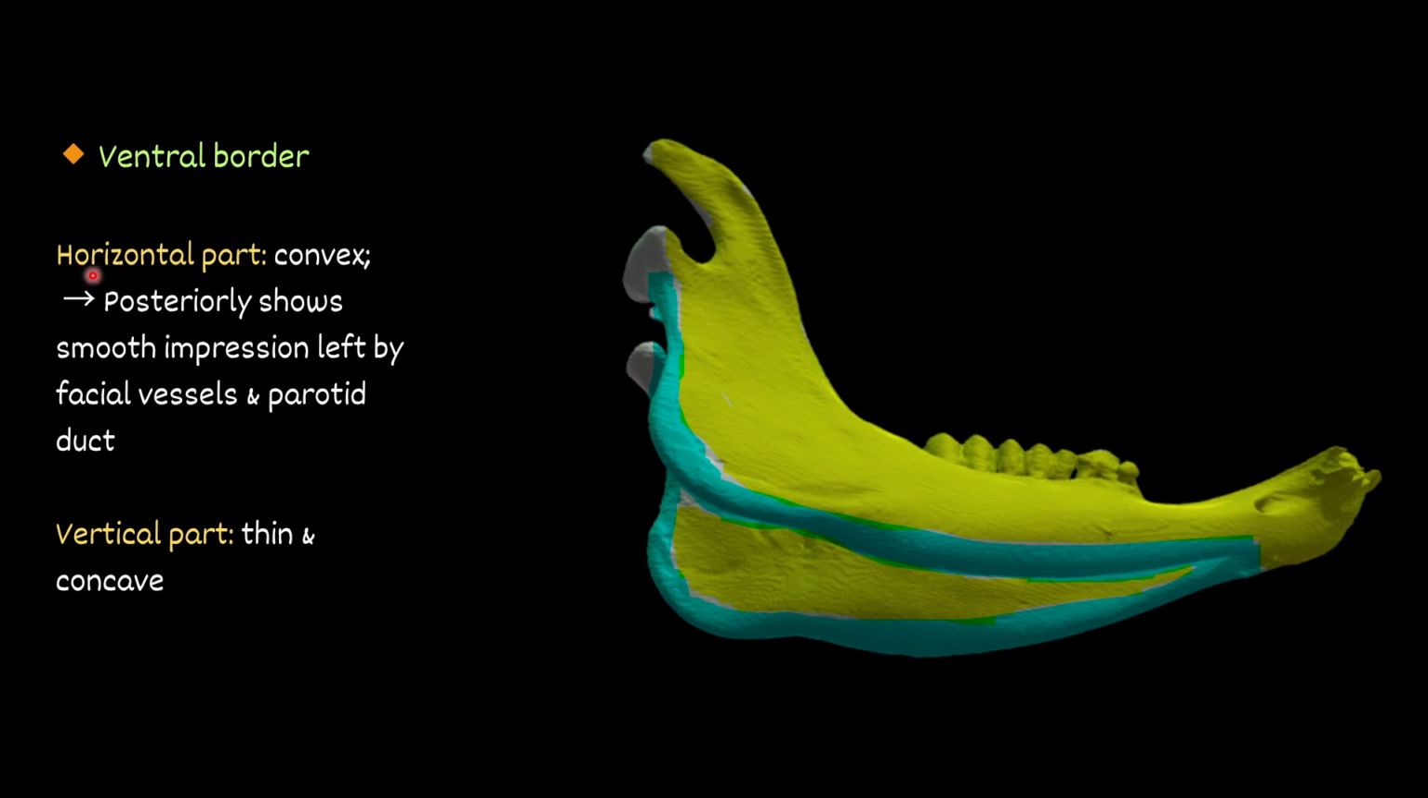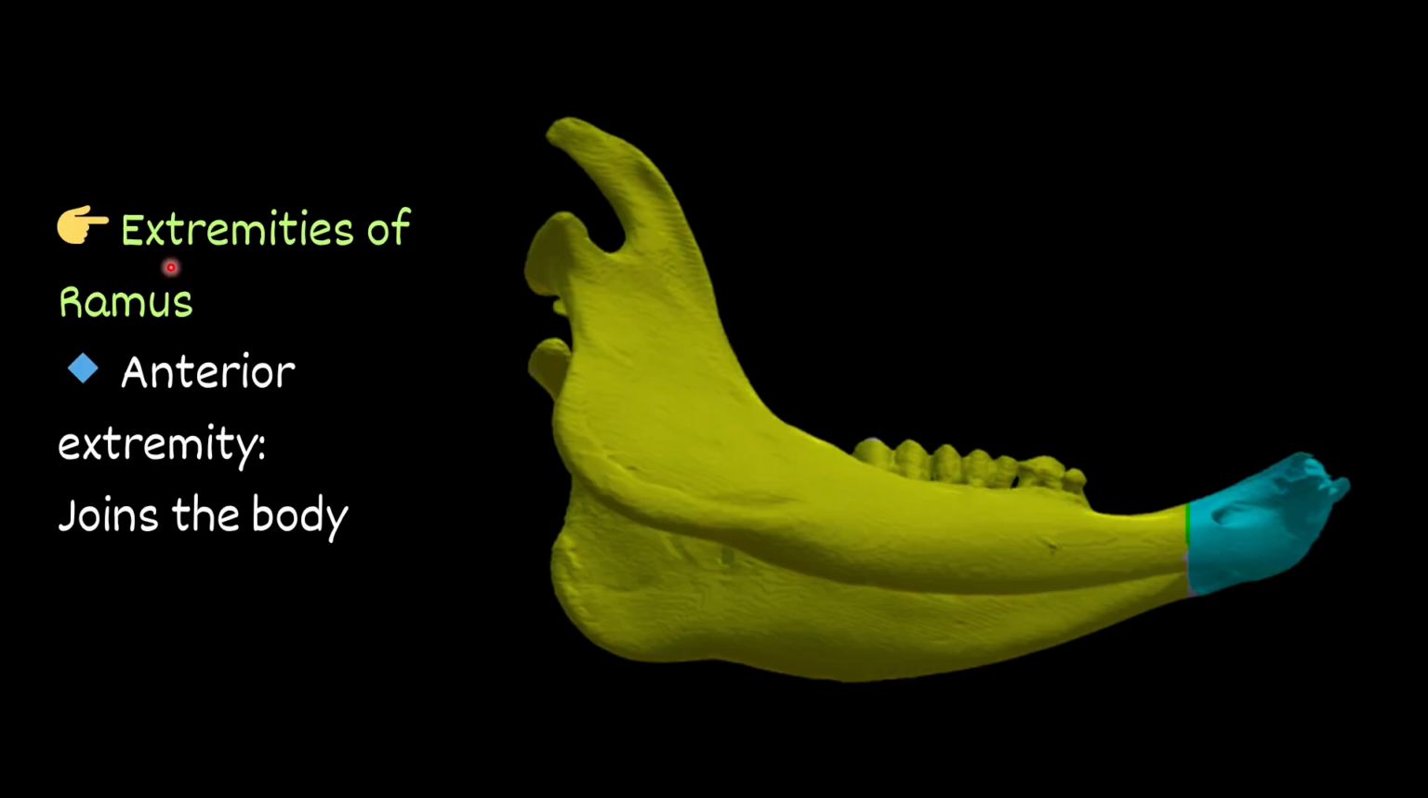Horizontal part, ventral border: convex, posteriorly shows a smooth impression left by the facial vessels and parotid duct. The vertical part is thin and concave. This is the ventral border of the vertical part, thin and concave, and this is the convex one. The extremities of the ramus: the anterior extremity joins with the body. So this is the anterior extremity that joins with the body.